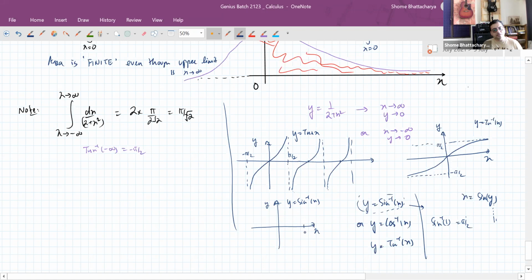For example, when x is equal to 1, y is equal to pi by 2. Yes. Sort of. Kind of.